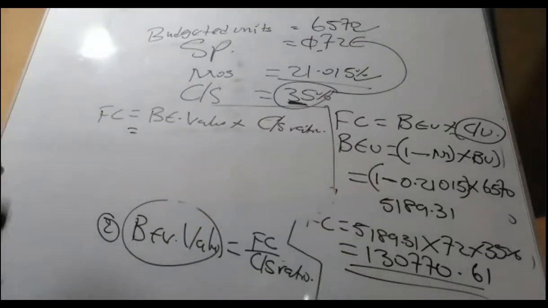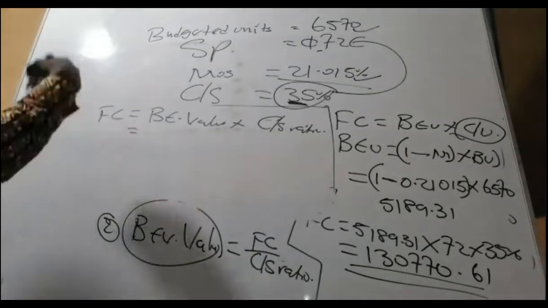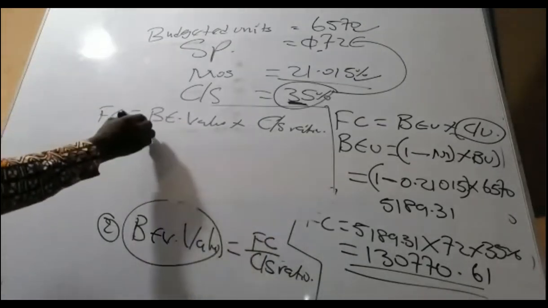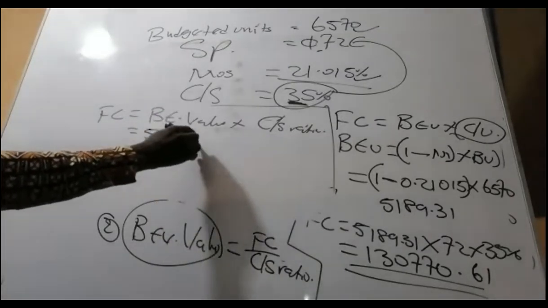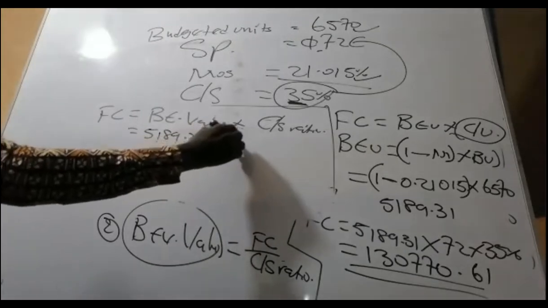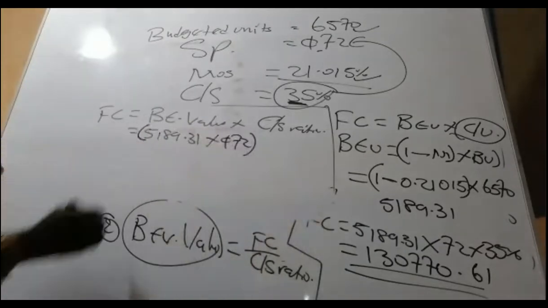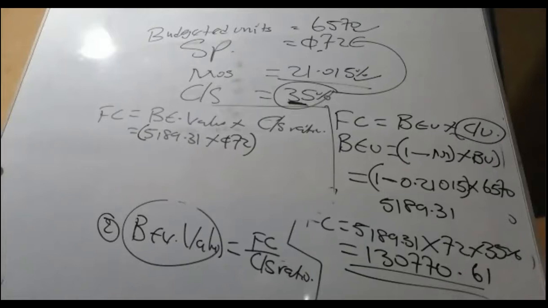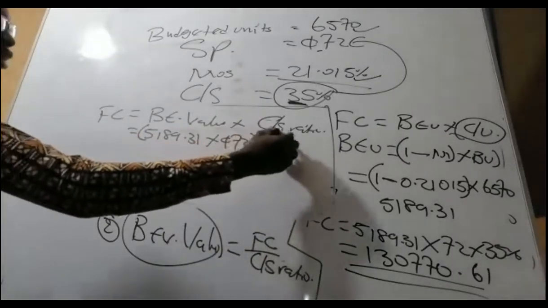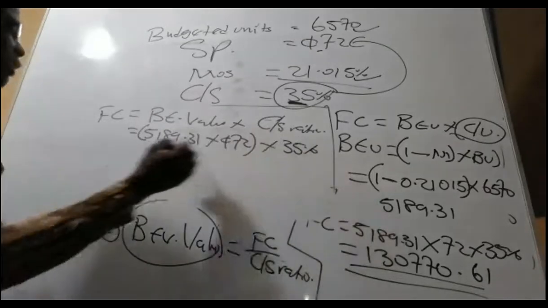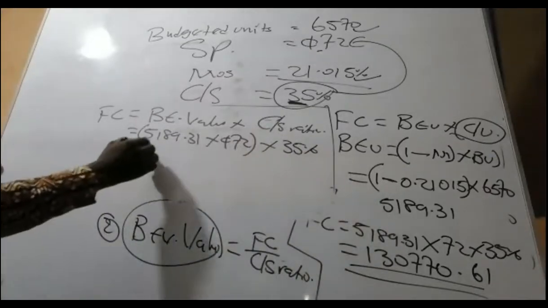What's the break-even value? It's nothing but the alternative. The first formula is equal to the break-even unit, which is 5189.31 times the selling price of 72. That is the break-even value. Now what's the CS ratio? It's 35%, so times 35%. You are done. The same answer, 130.